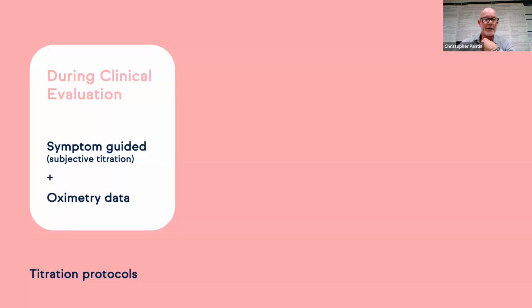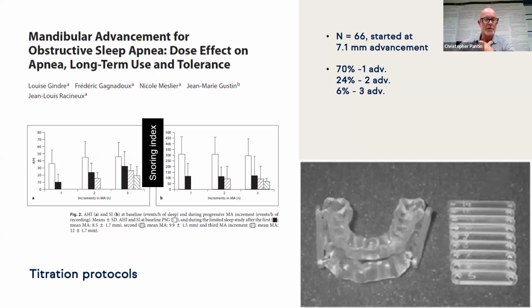Okay, so symptom-guided oximetry, that's our next option. This one is a nice study. It basically shows us that as snoring decreases, sleep apnea also decreases, and also the importance of titration. There were 66 patients in this study. They started with 7.1 millimetre advancement on the first advancement, which is the black bar.